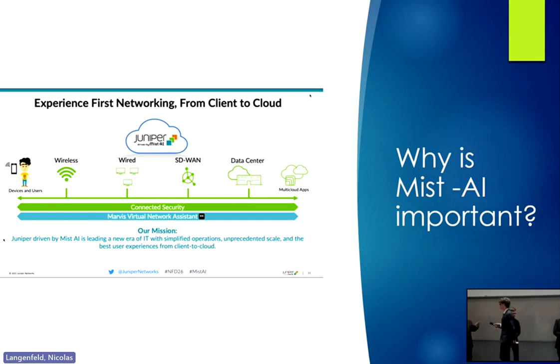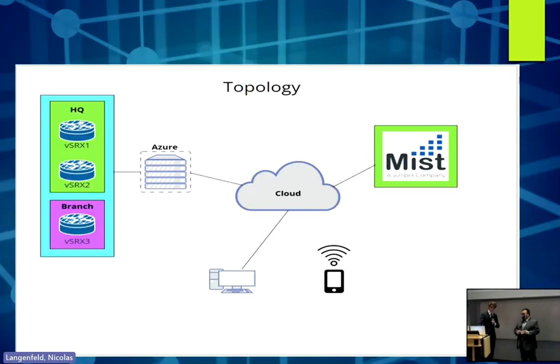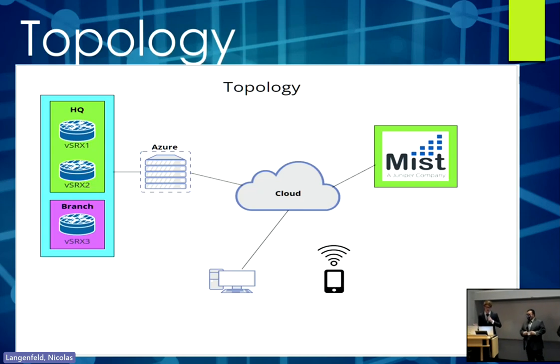So how do I add devices to Mist AI? Well, first we'll just take a quick look at our topology here. So for our topology, since Mist is cloud-based and we did not have access to any physical devices, we used Azure as our cloud-based solution. So we have two routers set up in our HQ site and one router set up in our branch site. I will be adding that router as part of our live demo.